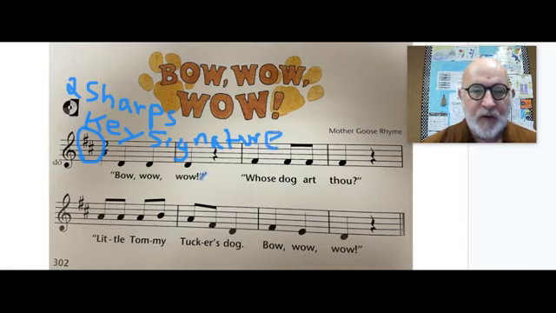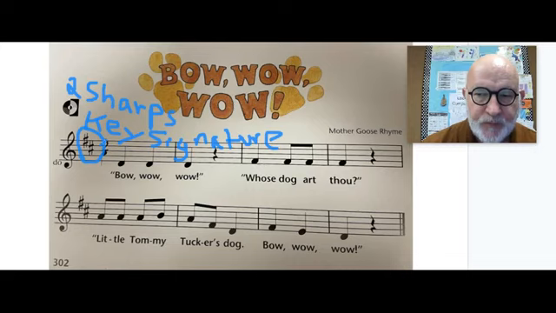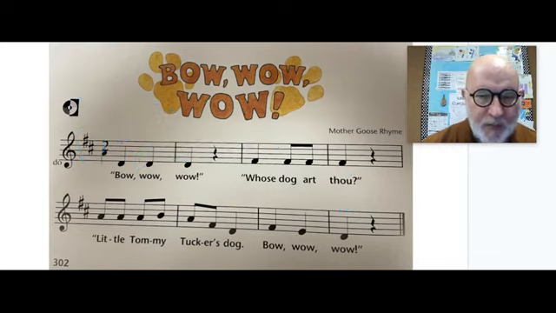All right, so we learned about the G clef or treble clef, and we learned about the key signature. Oh, and by the way, this note is a D. The beginning note is a D, and that tells us we're in the key of D. Okay, let's clear that away.